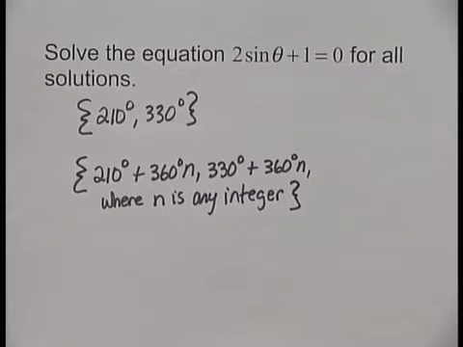Similarly, we would have to do the same thing even using the calculator. It doesn't help us in terms of rewriting those individual solutions, but using the calculator we found the solutions 210 degrees, 330 degrees in the interval from 0 to 360, and so the solution for all possible would be exactly what we just found for the algebraic solution. So let's take one more look at that. 210 degrees plus 360 degrees n, 330 degrees plus 360 degrees n, where n is any integer.